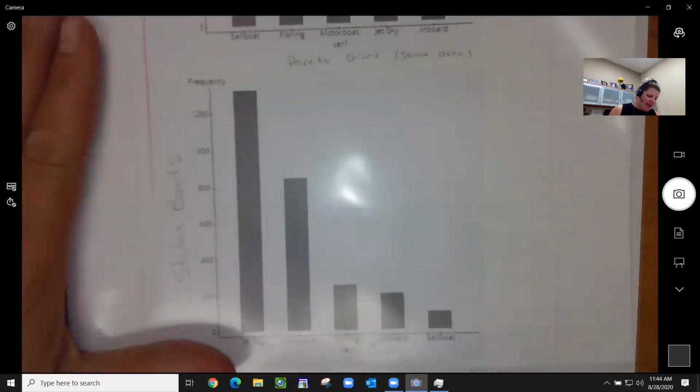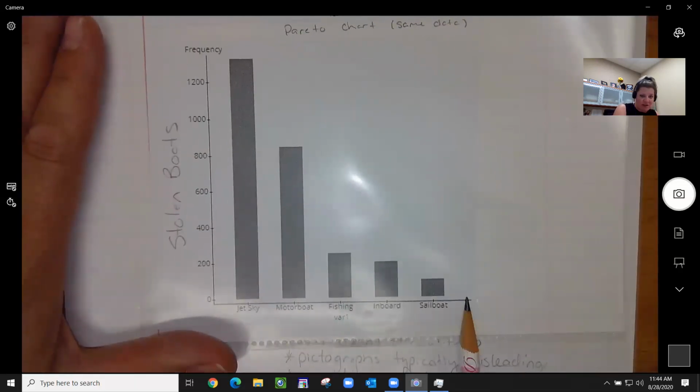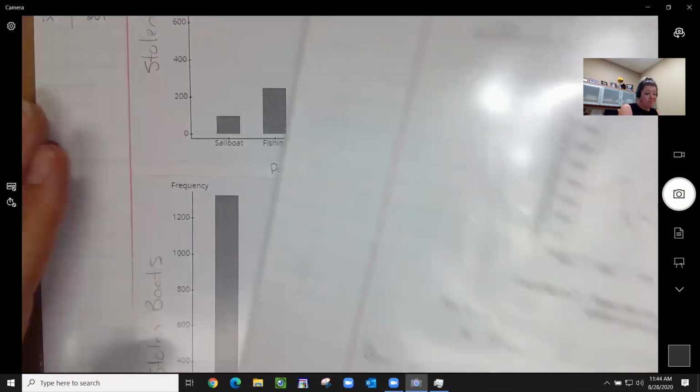Okay, if I want to take that bar graph and put it in order from highest to lowest, it has its own name, and it's a Pareto chart.